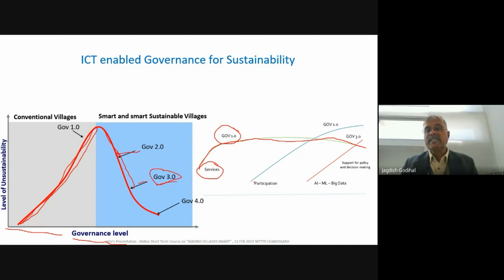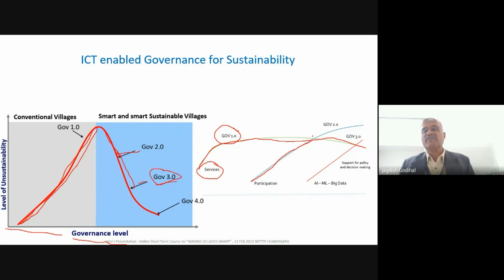Likewise with the participatory approach, that is public participation. Initially the public also participates very well, but in due course of time they also lose interest, and ultimately it comes down. But when you talk about governance 3, where I'm going to use artificial intelligence, machine learning, big data, that is using IoT, I'm monitoring everything and knowing pinpoint which is doing well, that is support for policy and decision making, then ultimately this is going to take up.